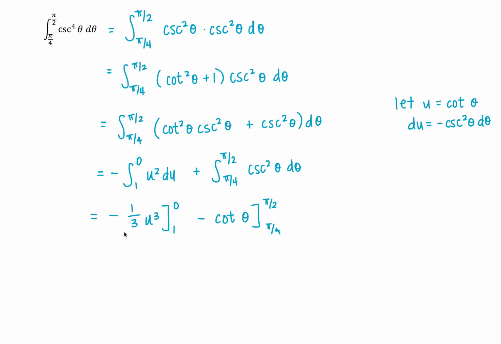So what do we end up with? Well, we get negative 1/3 times 0 minus 1. Then over here, we've got negative, just like before, cotangent of pi over 2 is still 0. Cotangent of pi over 4 is still 1. So I've got negative 1/3 times negative 1, so that's a positive 1/3. Minus a negative 1, so that's a plus 1. So 1/3 plus 1 just leaves me with 4/3.